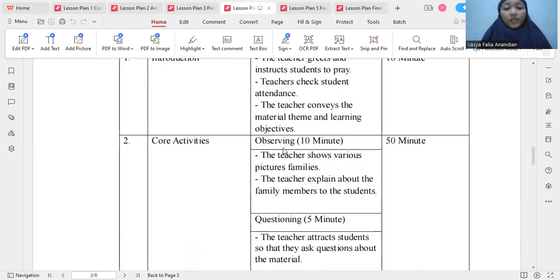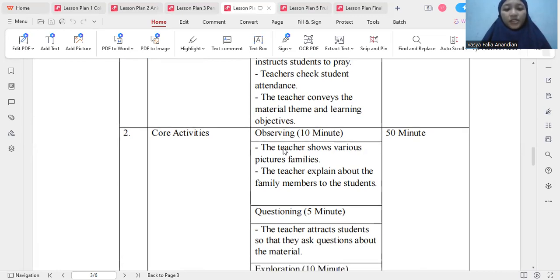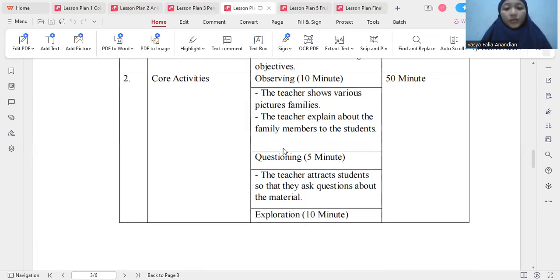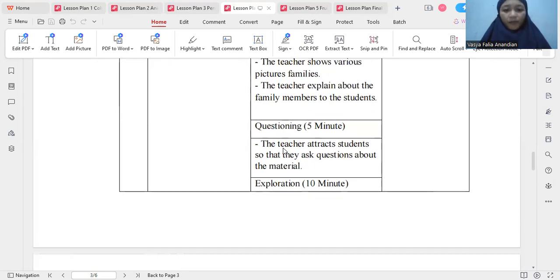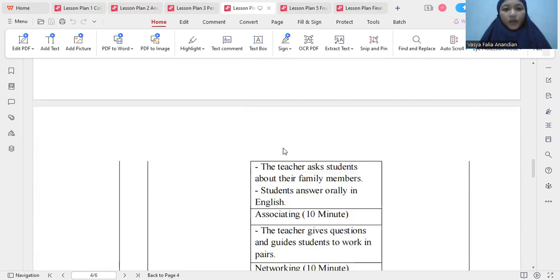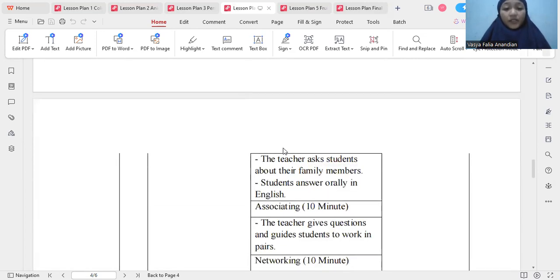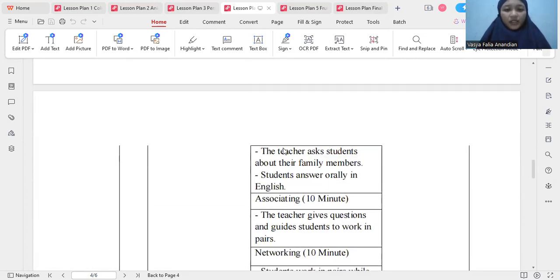Introduction: the teacher greets and instructs students to pray, checks student attendance, and conveys the materials. So the second is core activity, observing. The first part, show various pictures of families and explain the family members to the students. Questioning: the teacher attracts students so they ask questions about the materials. Exploration, about their family members. The students answer orally in English.